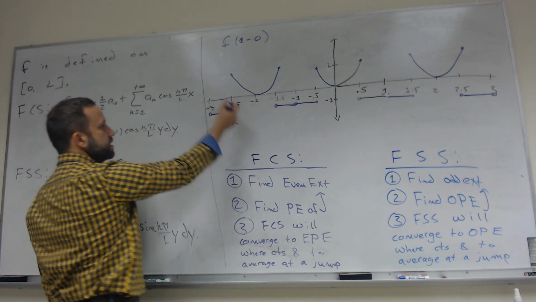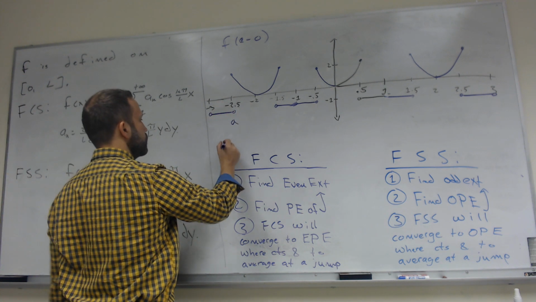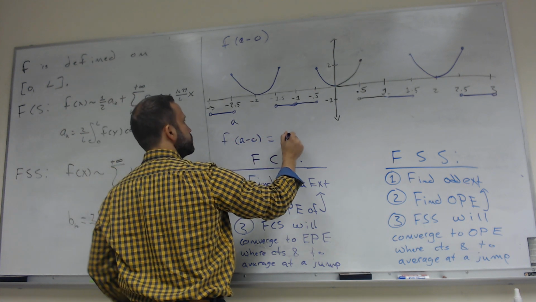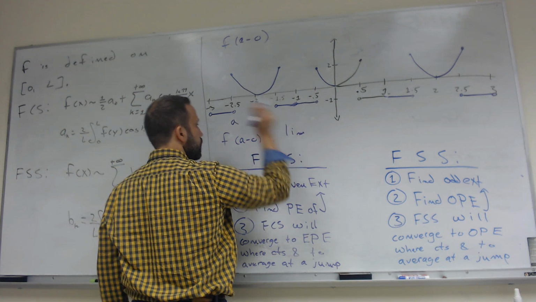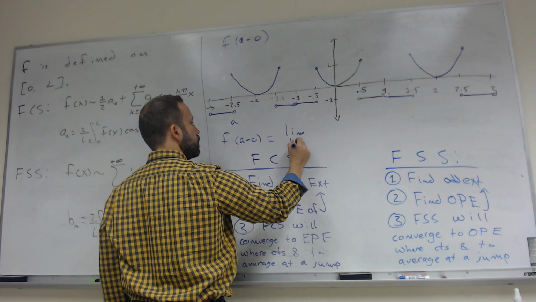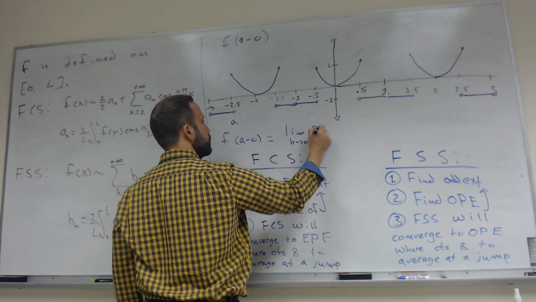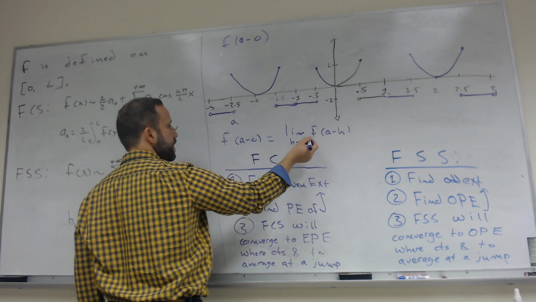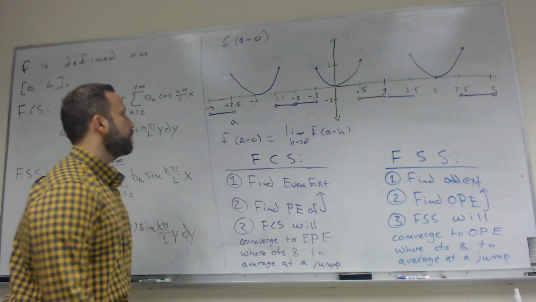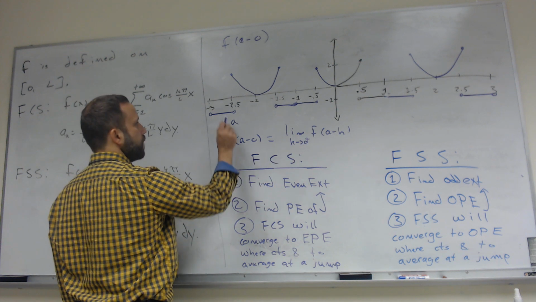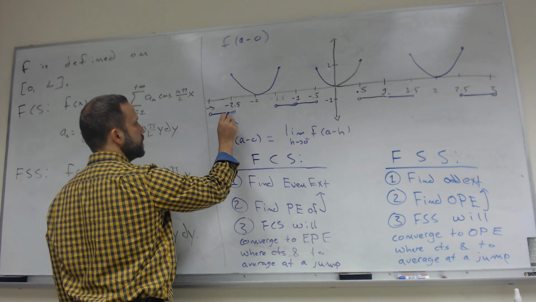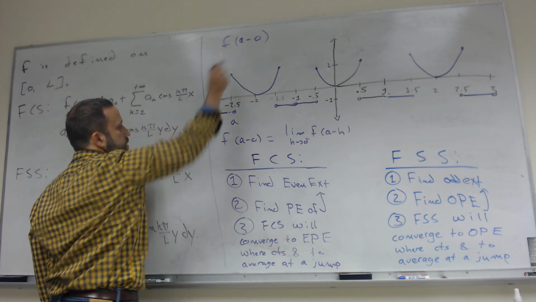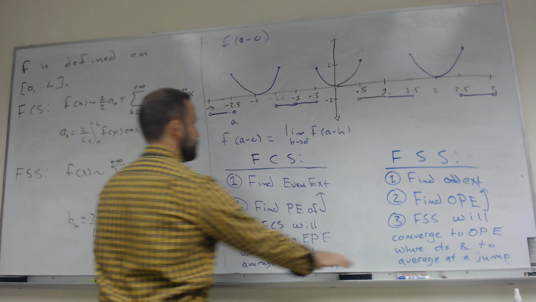Like this is A minus 0, so if I have something like f of A minus 0, this is equal to the limit as h goes to 0 of f of A minus h. And h is positive, so it's going to 0 from the positive side. So I'm doing f of A minus h, so it's like this is A minus h, and this is what happens, I get closer and closer and closer. At any rate, this is going to be the limit there.